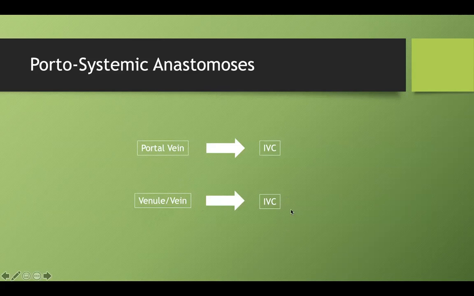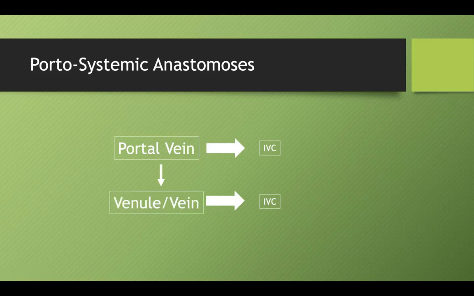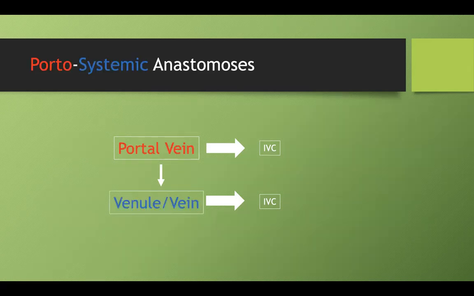Sometimes in a few different regions of our body, we actually have connections between these two systems. And so in those settings, if you have an enlarged portal vein, like in portal hypertension, it can transmit some of that congestion to your systemic circulation. And that's why it's called a portosystemic anastomosis.